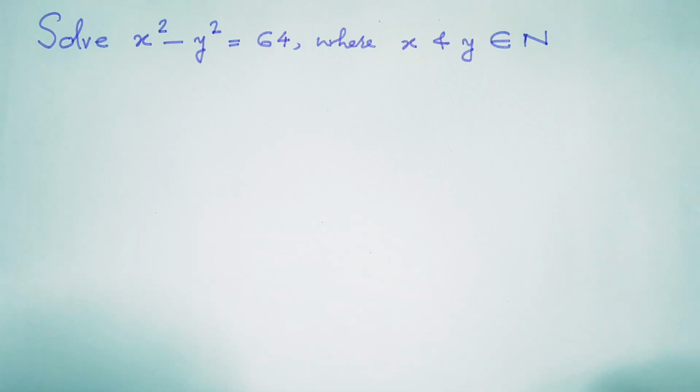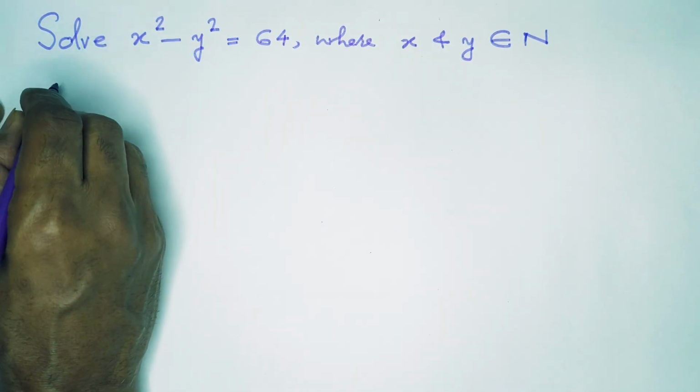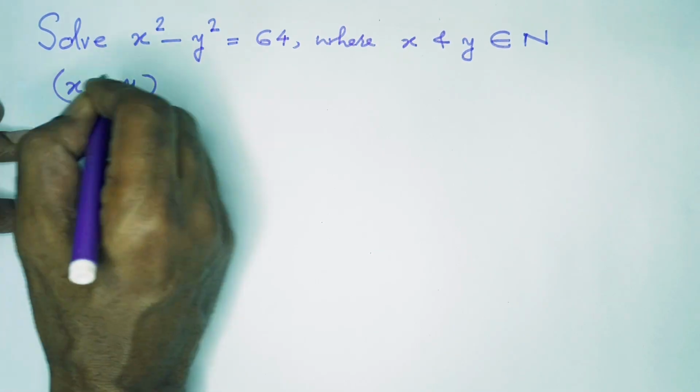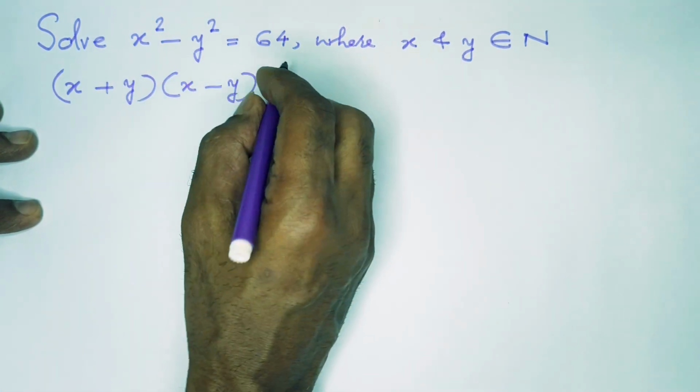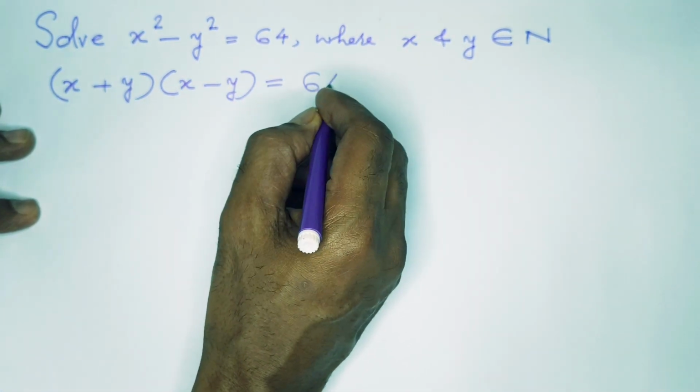Hi friends, in today's video, we are solving an interesting algebraic equation. The equation is x squared minus y squared equal to 64, where x and y are restricted to be natural numbers. Let me rewrite the equation. x squared minus y squared, you may write as (x plus y) multiplied by (x minus y) equal to 64.